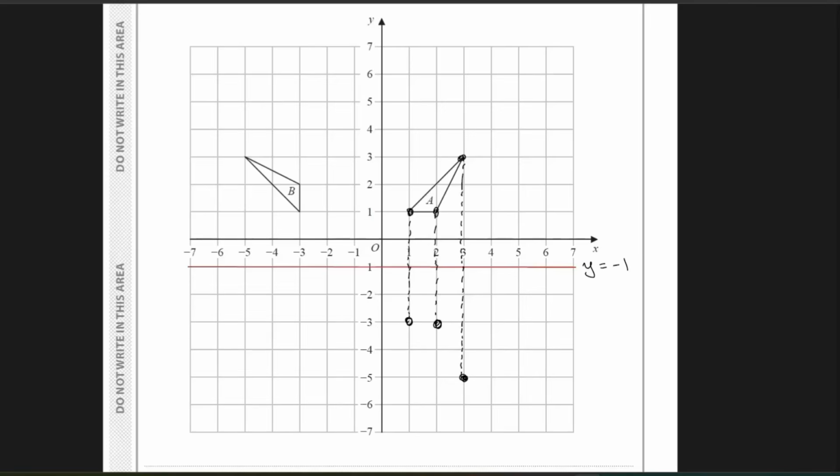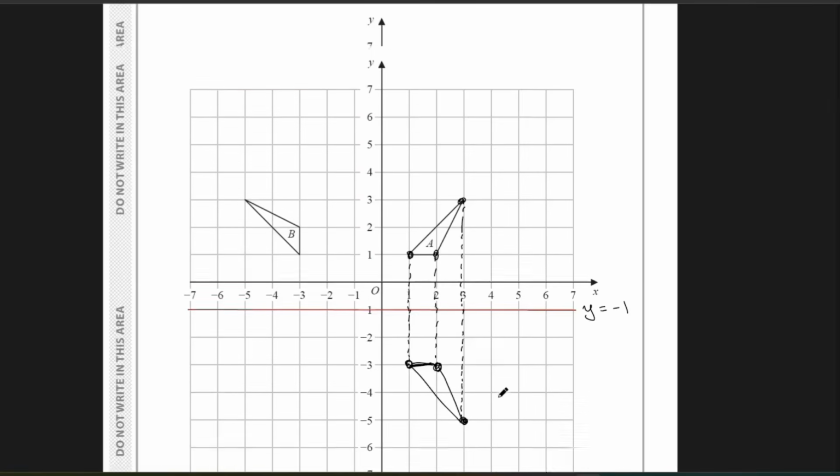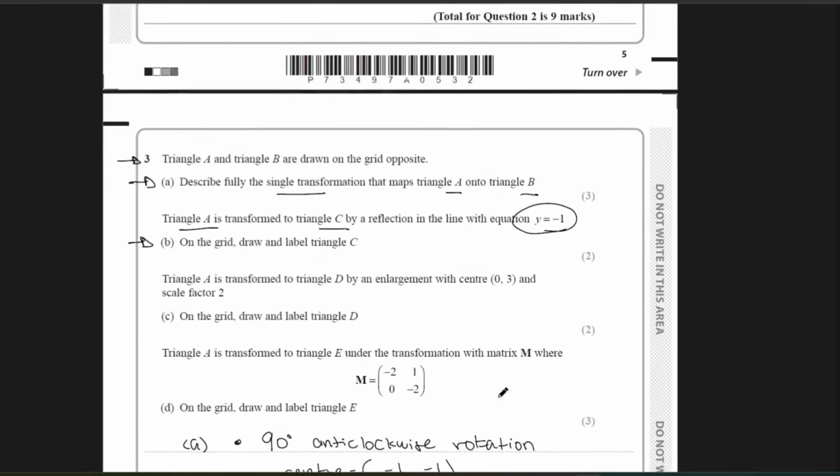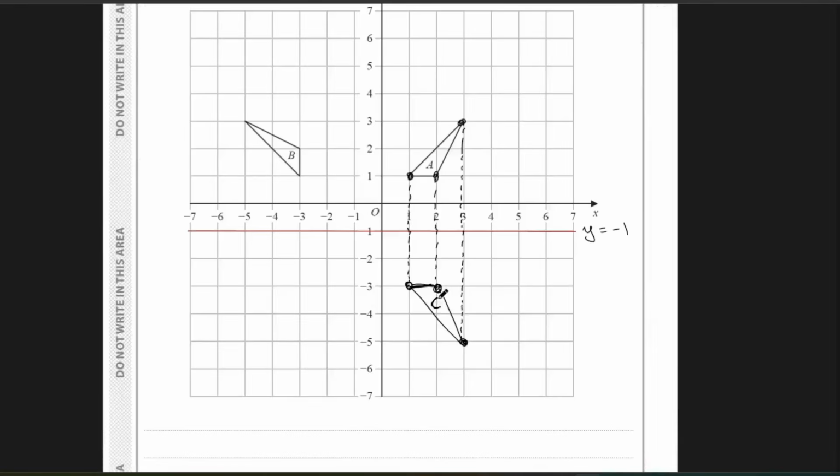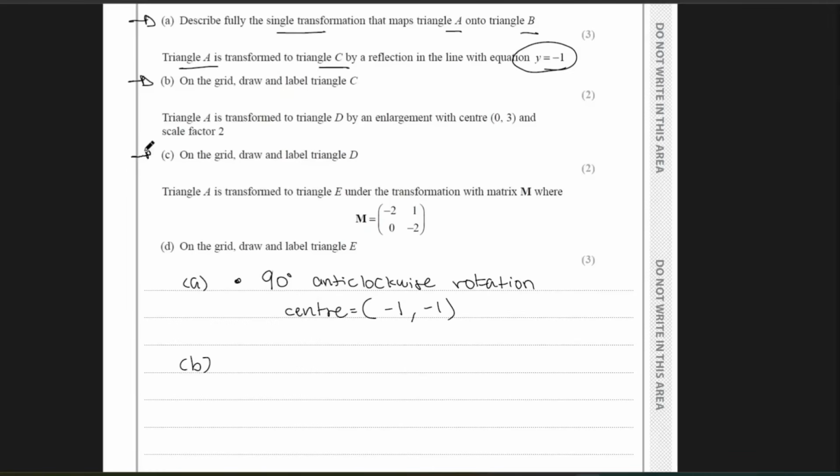Now, if we connect these vertices, we'll get the image for this transformation. And these should be drawn using a ruler. That is question B. We need to label it. It is called triangle C. Okay, now let's look at question C.